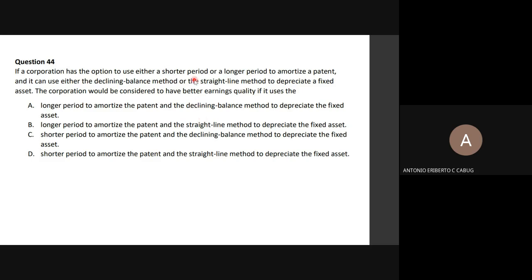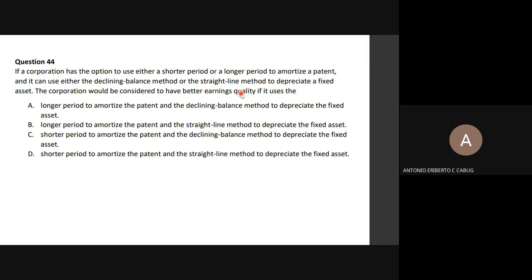So, between a shorter and a longer period, the shorter period is more conservative. If possible, amortize it over just 2 years. Today and next year, it's already an expense. You won't have anything to amortize next year, so your income next year, after the amortization, is whole. So the shorter the period to amortize, the more conservative it is.